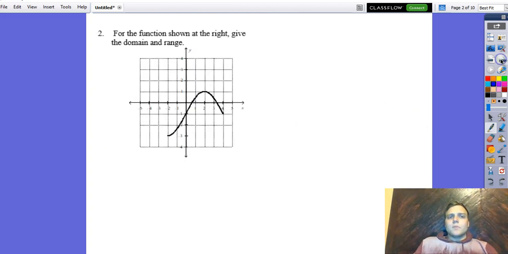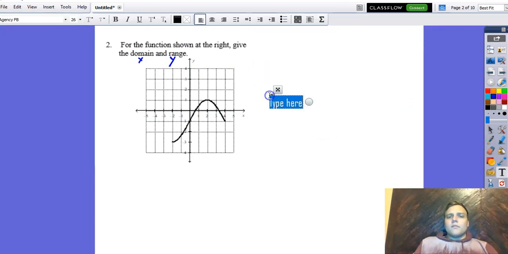Okay? Number 2. For the function at the right, give the domain and range. So there's lots of different formats, but the one that I'm going to focus on is the interval format, which is parentheses and brackets, because that's just what you'll see the most. Okay? So, domain. Remember, that's the set of all x values, all possible x values, and range is the set of all possible y values. Okay? So let's do domain first.